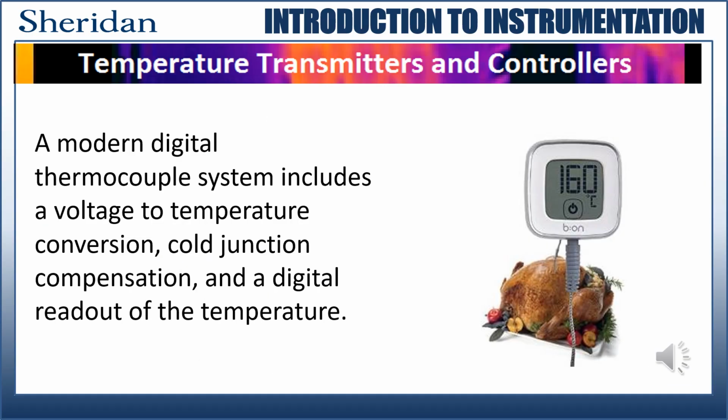Here's a great example of some sophisticated technology in a little package. It's probably in your kitchen. This is an electric thermometer. Inside that little box you get a voltage to temperature conversion, in other words a transducer, a cold junction compensation, and a digital readout, all for the ridiculously low price of, well, whatever they cost.